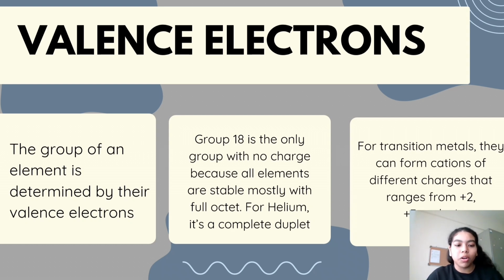First, the group of an element is determined by valence electrons. Next, group 18 is the only group with no charge because all elements are stable, mostly with a full octet. For helium, it's a complete duplet. Lastly, transition metals can form cations of different charges, ranging from +2, +3, and +4.